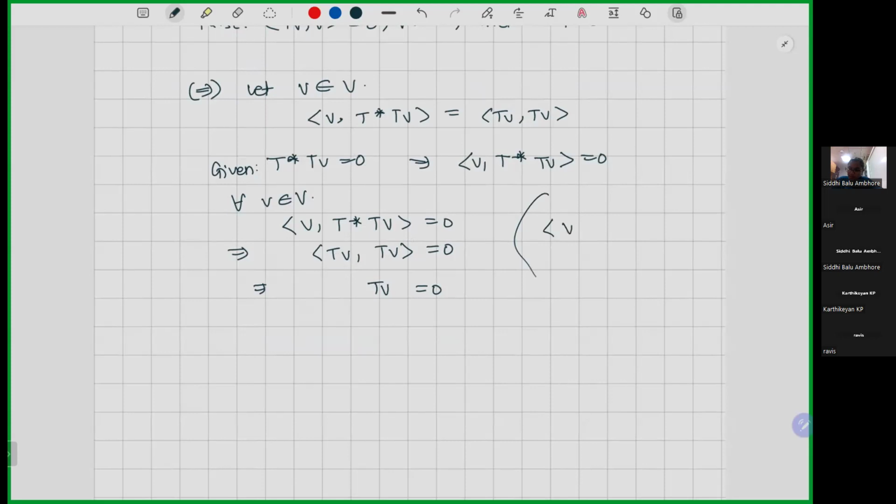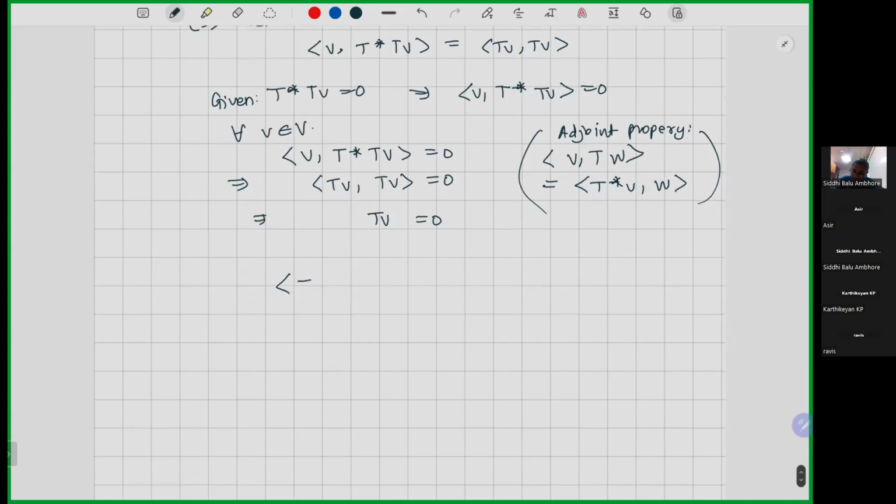Because we know the property of adjoint. Yes, that's true. So what we have here is, what is the inner product of v comma T star Tv? It is v comma T star of Tv, right? And what is this? It is Tv comma Tv.